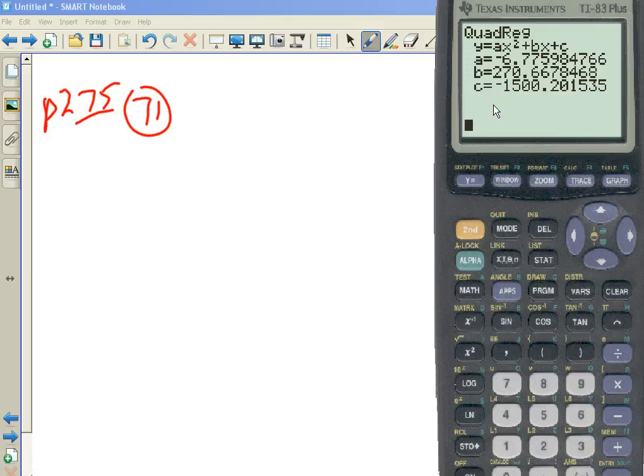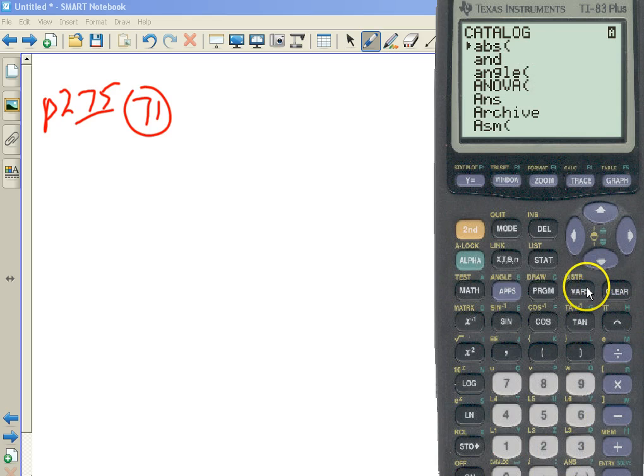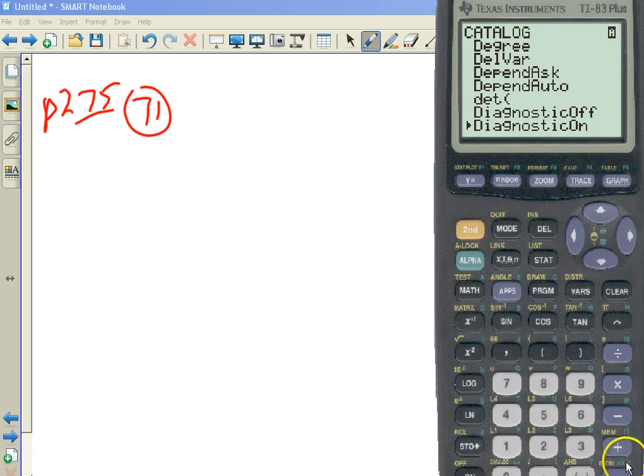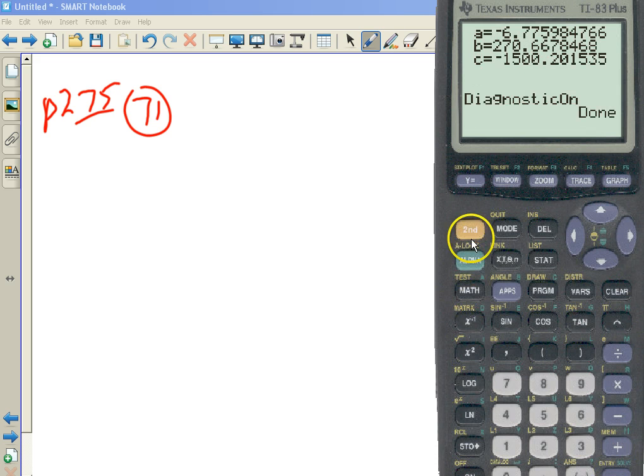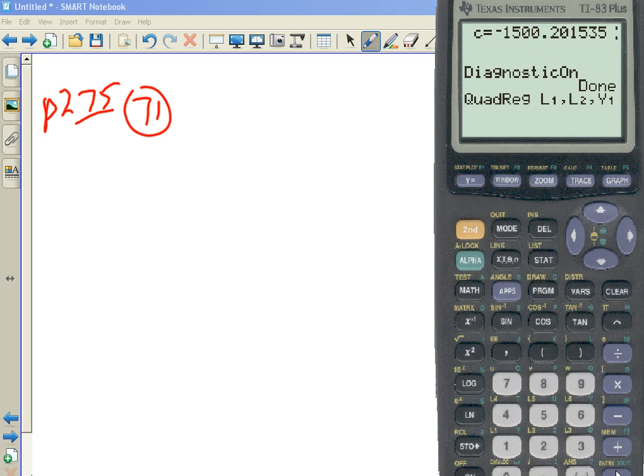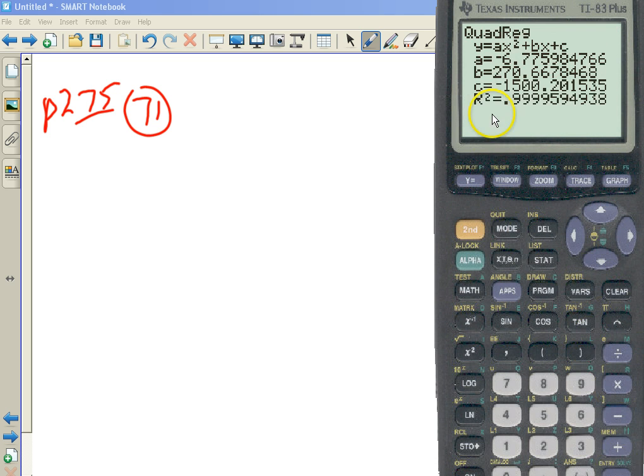Diagnostics, right? So go to second, 0 for catalog, alpha D, and then diagnostics on. And then do it again, and look at your answer. It's basically, if you round it off to the nearest percent, it's 100%. Okay? So that's really good. Okay, so take a look at this graph.